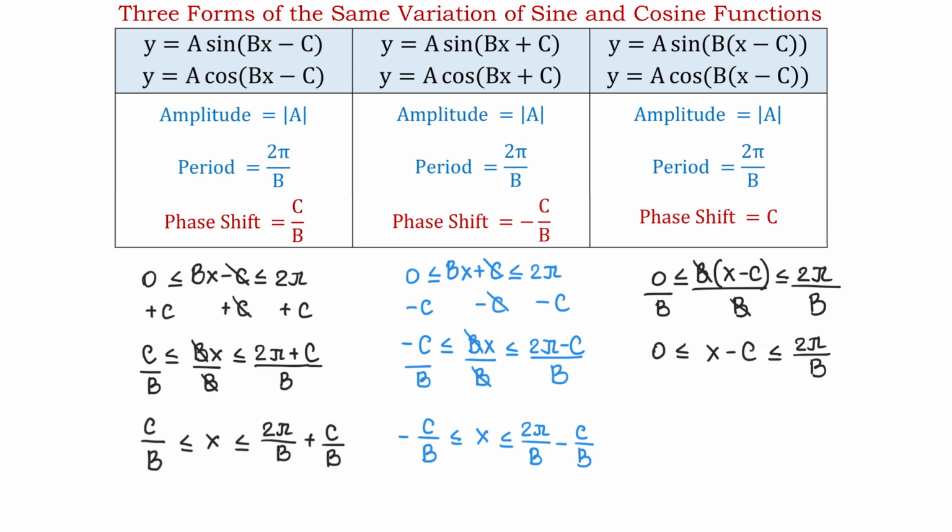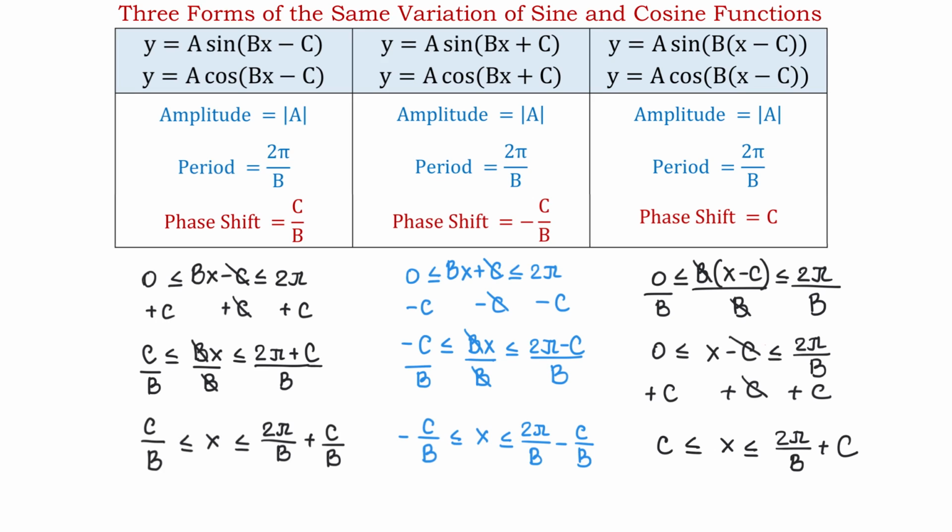Now to get x alone, we will add c to all three parts. Then to the left we will have c. In the middle, negative c and positive c will cancel, and we will have x. And to the right, we will have 2 pi over b plus c. So this c is the x-coordinate where the cycle begins, and that's why the phase shift is c. Then 2 pi over b plus c is the x-coordinate where the cycle ends.